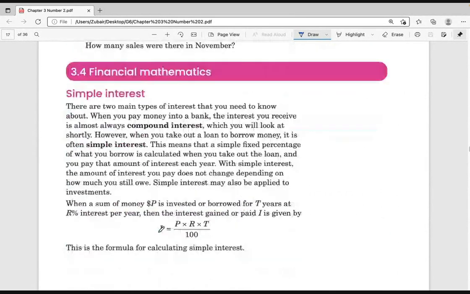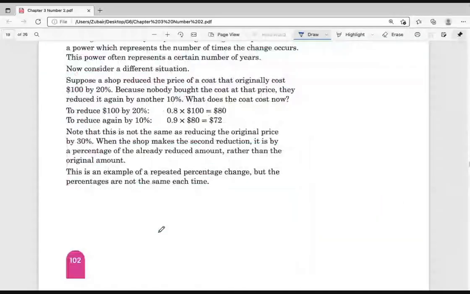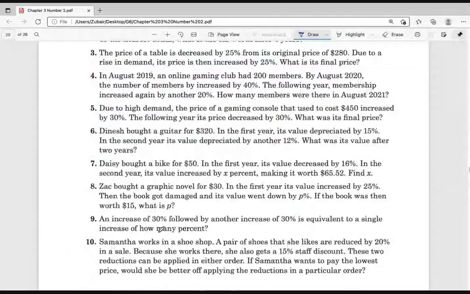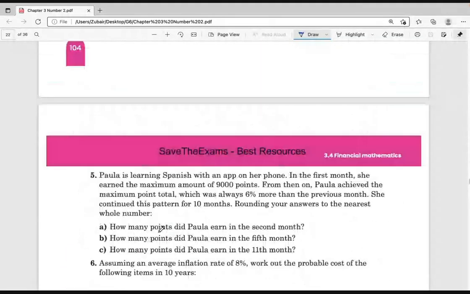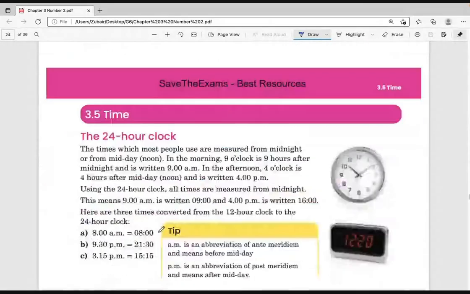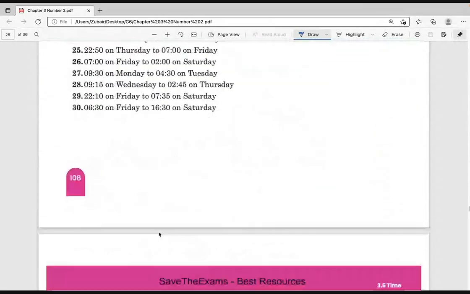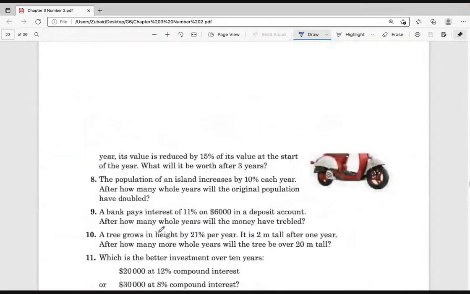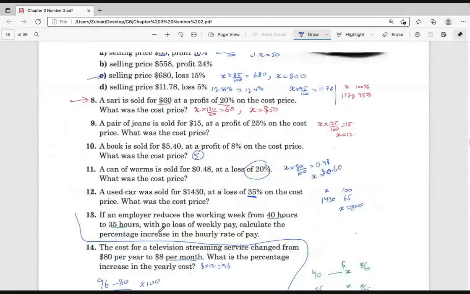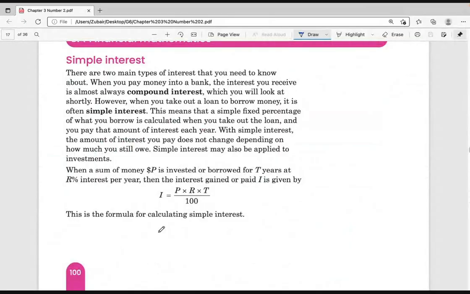Simple interest. Let me see if we have compound interest as well. So we have, I think, income tax, maybe in the next chapter. Okay, let's start with simple interest then. Basically, this is also a sort of percentage.